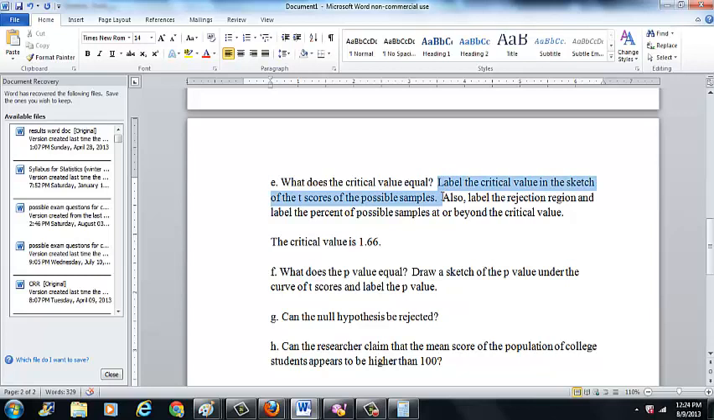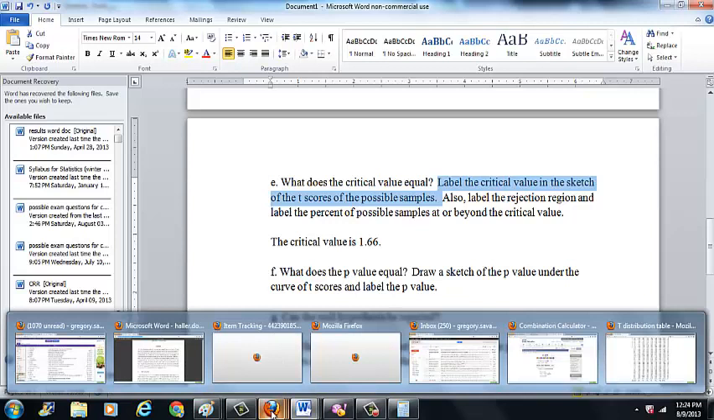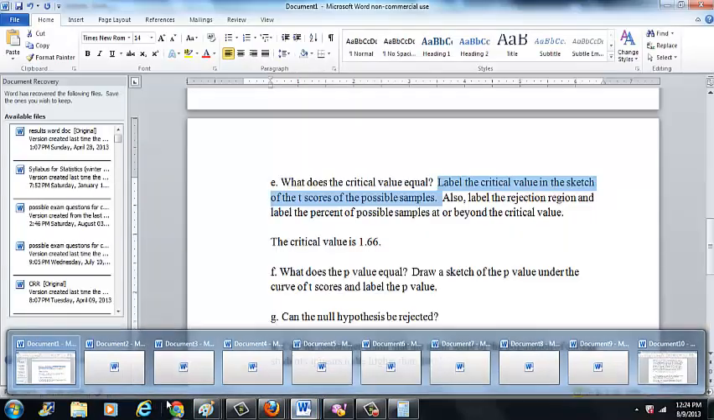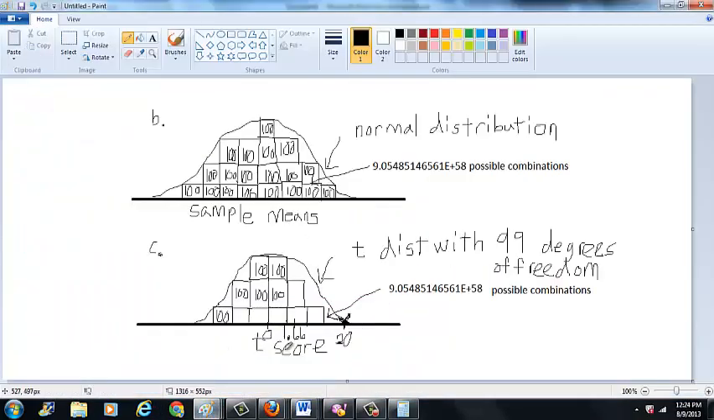Now it says label the rejection region and label the percent of possible samples at or beyond the critical value. So the rejection region is the entire area that's at 1.66 or beyond. So you can draw a dotted line and then draw an arrow inside here and say that this is the rejection region beyond the critical value.